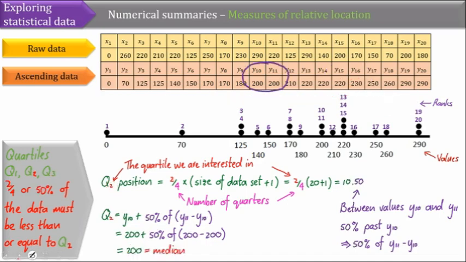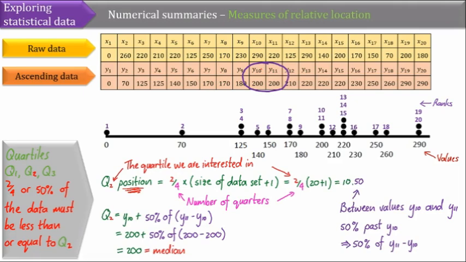Right, let's have a look at Q2. Now the steps stay exactly the same. First the position and then the actual value. The method stays exactly the same. We're interested in the second quartile, so that's 2 out of 4. Still data set plus 1, so that's 20 plus 1, so 2 quarters times 21, that's 10.5. So that means we're sitting at position 10.5.